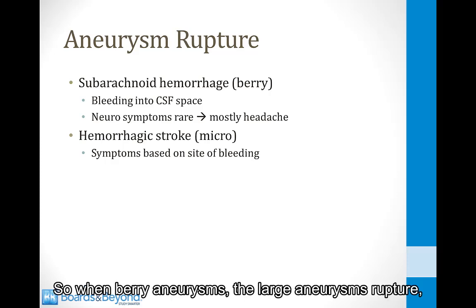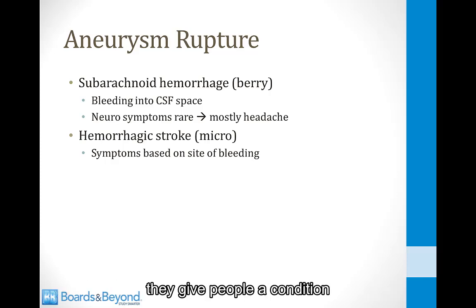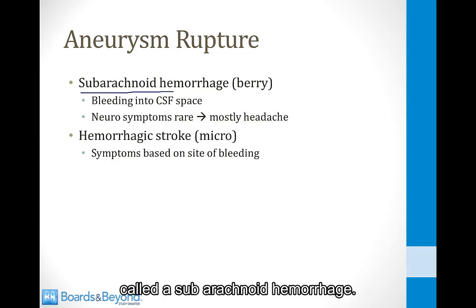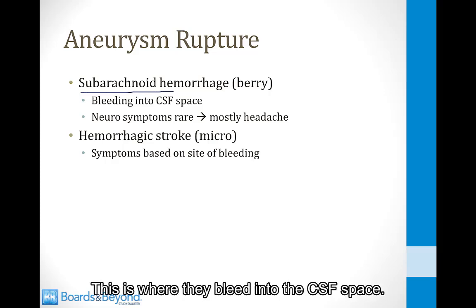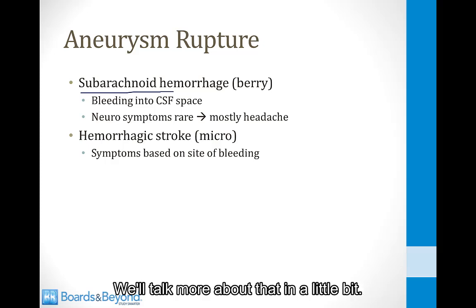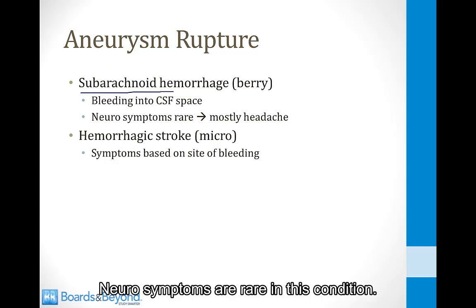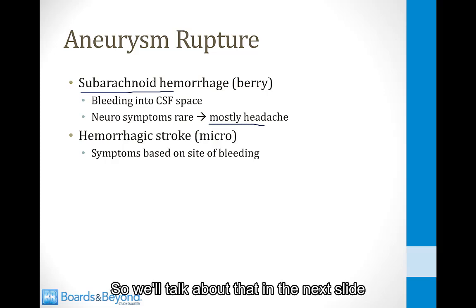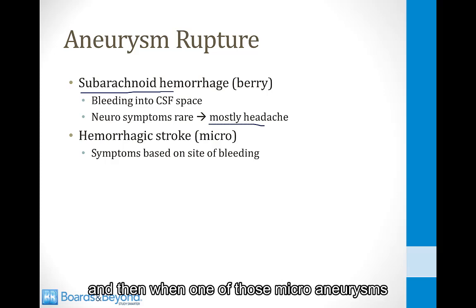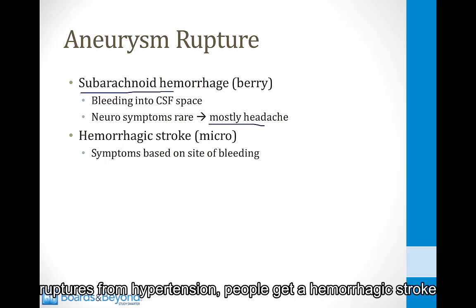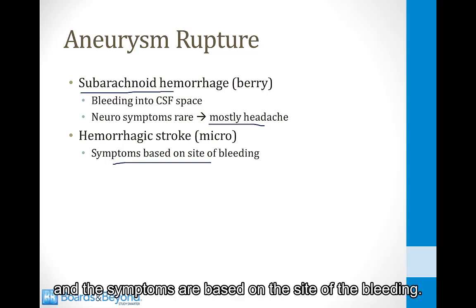When berry aneurysms, the large aneurysms, rupture, they give people a condition called a subarachnoid hemorrhage. This is where they bleed into the CSF space. We'll talk more about that in a little bit. Neurologic symptoms are rare in this condition. What they usually get is a headache, so we'll talk about that in the next slide. And then when one of those microaneurysms ruptures from hypertension, people get a hemorrhagic stroke, and the symptoms are based on the site of the bleeding.